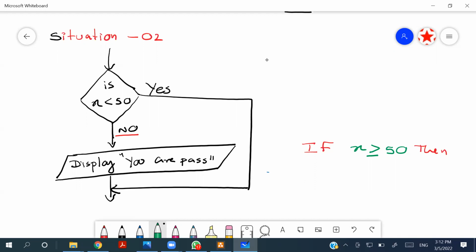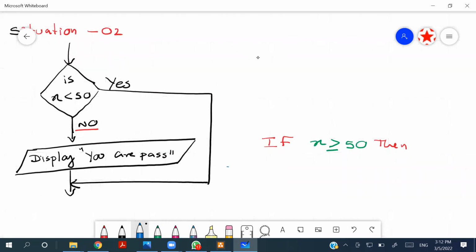When we are converting, or making the opposite of a condition, it should be the correct opposite condition. So now under the if condition, we can write display you are pass, because due to this condition, this no is going to act as a yes. So that means on the yes part of the pseudocode, we have to display you are pass.